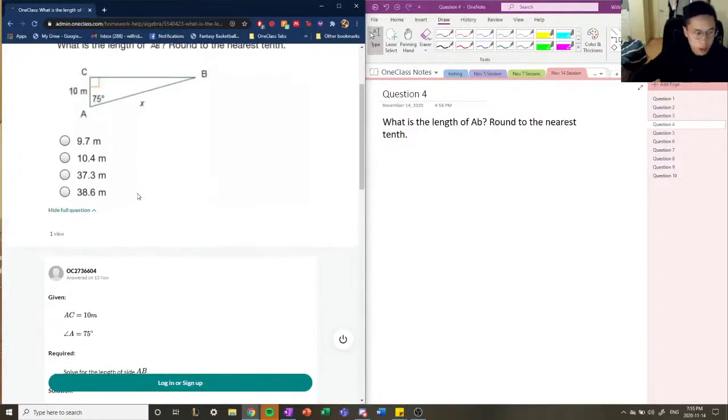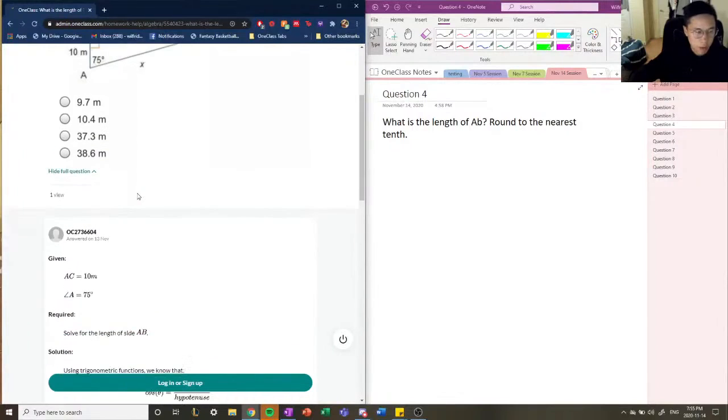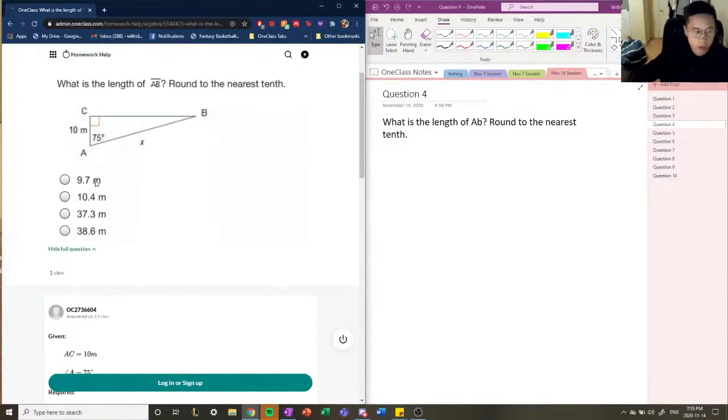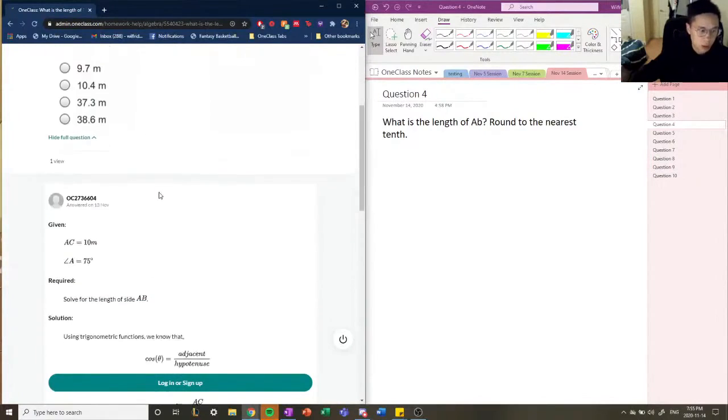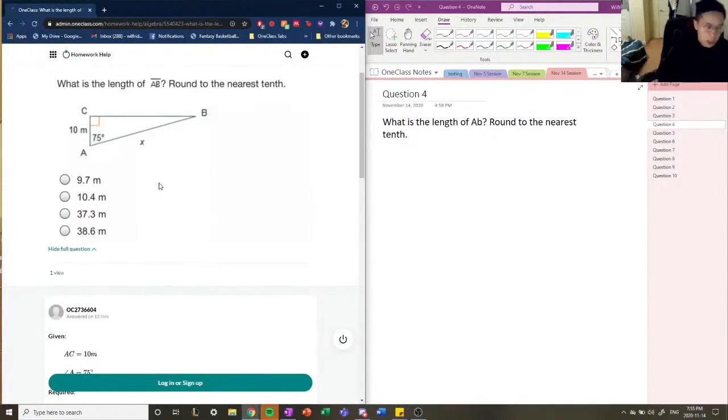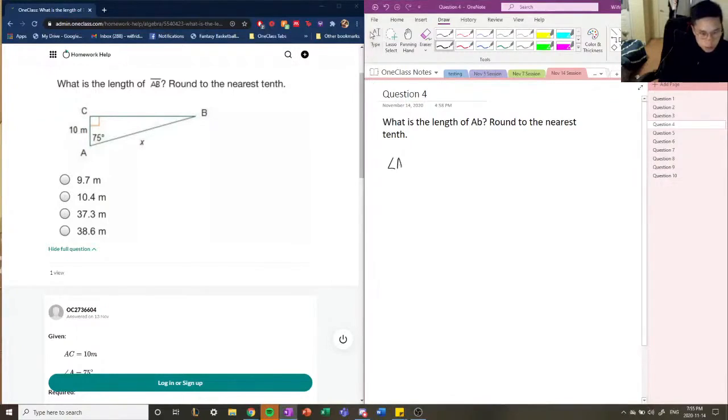So we're going to use our trigonometric properties. Since this is a right angle triangle, we can use cosine, sine, and tangent to our advantage here. So let's say that this 75 degrees at ACB is equal to theta, okay? And theta equals 75 degrees.